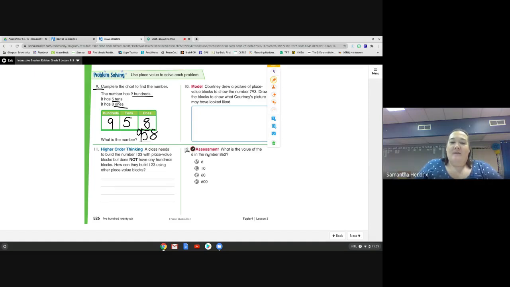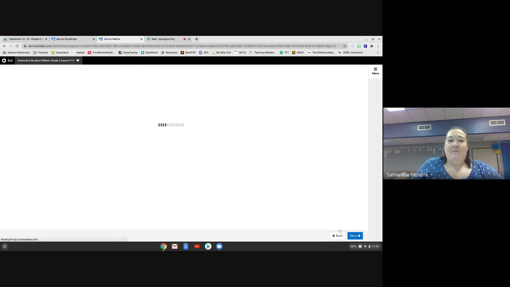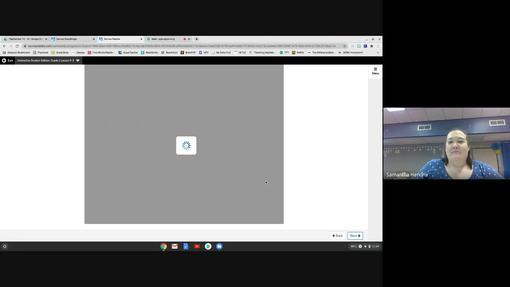Let's look at this one. Assessment. What is the value of the 6 in 862? Okay, now it wants the value. That means it wants how much does that 6 represent? So 6 is not our answer. The digit is a 6, but what is the value of that 6? It's 6 tens or 60. Okay, good job. Let's look at your homework.